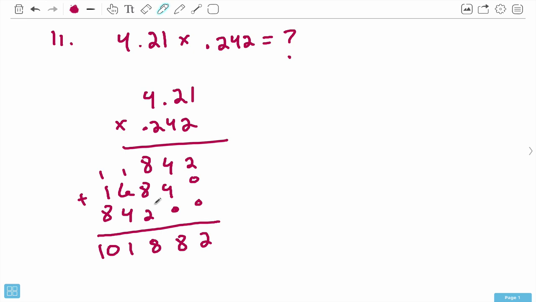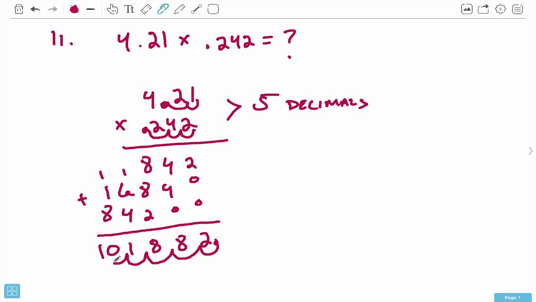So 10. Now, as I mentioned a couple questions ago when we were changing it to a percentage, we need to count up how many decimal places we have here and then move the decimal accordingly. So we have 1, 2 decimal places here, and we have 1, 2, 3 decimal places here. So that's a total of 5 decimals. So now we're going to move this decimal place, 1, 2, 3, 4, and 5. So the final answer to 4.21 times 0.242 is 1.01882.